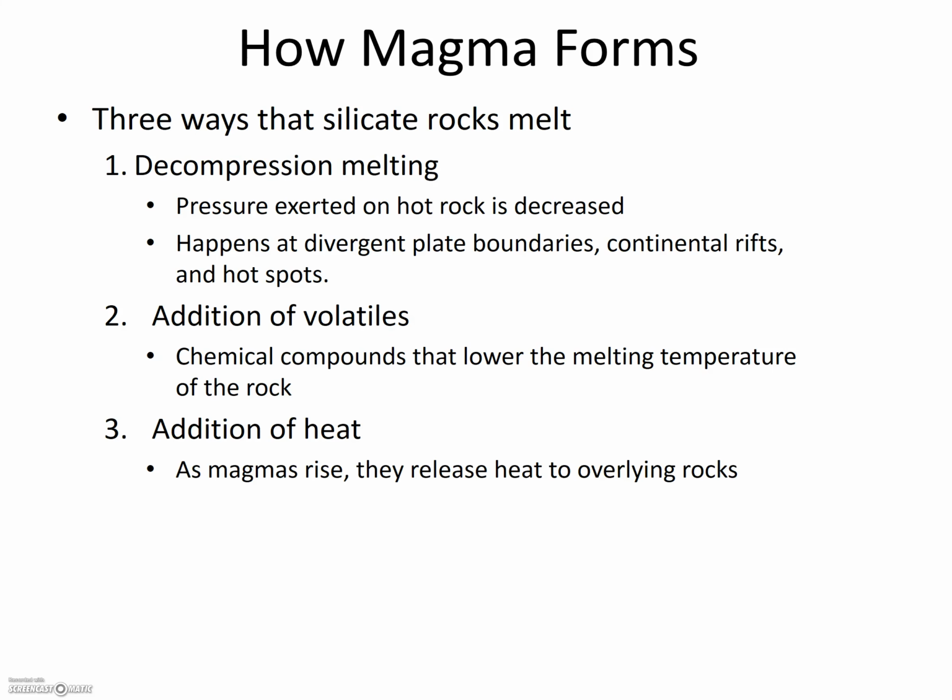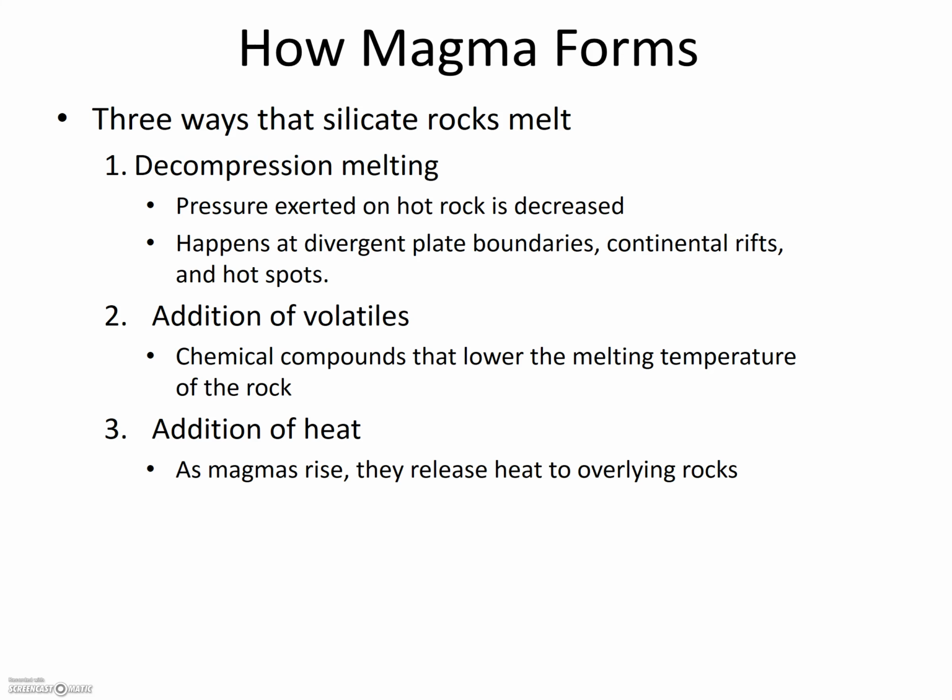There are three ways that silicate rocks melt. 1. Decompression melting, when pressure exerted on hot rock is decreased. This happens at divergent plate boundaries, continental rifts, and hot spots. 2. Addition of volatiles. Volatiles are chemical compounds that lower the melting temperature of the rock. Examples include water and carbon dioxide. And 3. Addition of heat. As magmas rise, they release heat to overlying rocks.